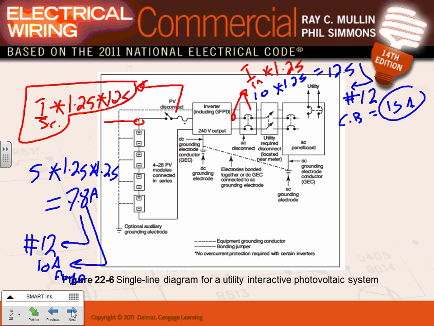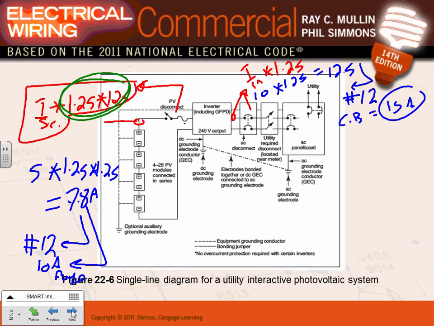The most kind of weird thing is the multiplication by 1.25 twice. They do this to accommodate for the short circuit and the continuous load. They want the conductor to carry the short circuit current inside the panels for an unlimited amount of time. So they oversize the conductor twice. They multiply it twice. Any comments, guys? Any questions?